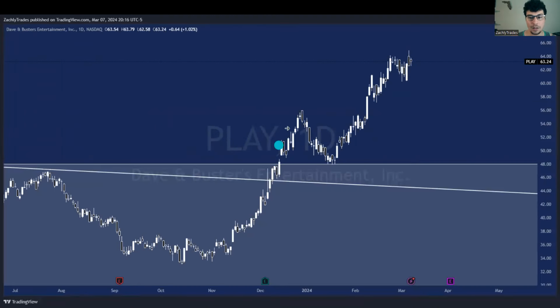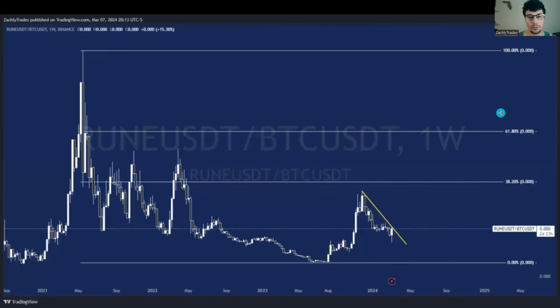All right. And then here's another one right here, again, where you're seeing that nice J hook pattern, right? Where once we take out the previous highs and we have this nice base here, we see a strong move to the upside and we end up forming that nice little J hook. So, excited to see what RUNE has in store for us.